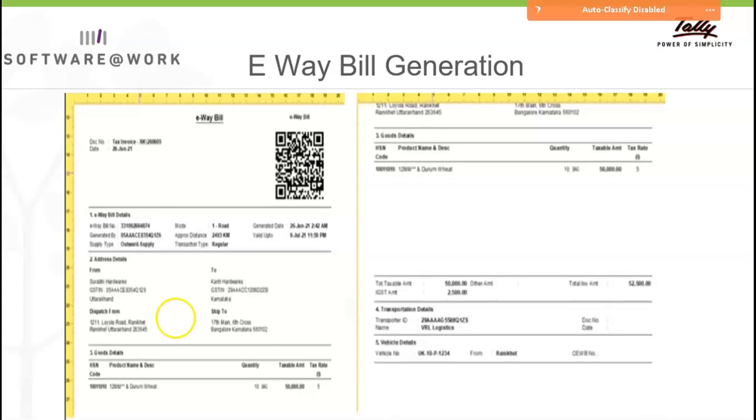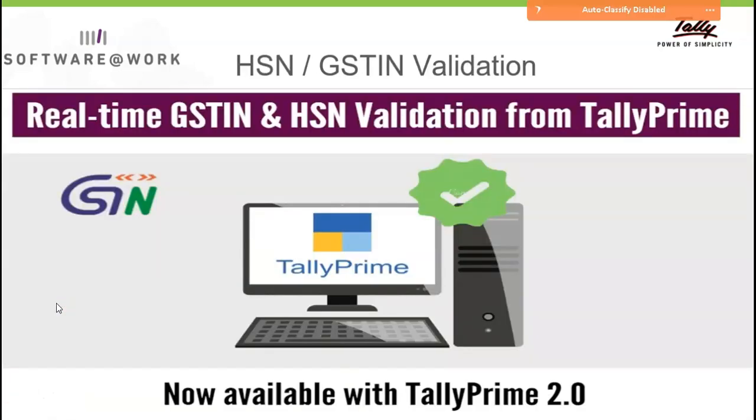Take a printout, and this e-way bill you can use for the further purpose. Second, a very important option: in real time we can test the GSTIN and HSN validation inside Tally Prime. Let us see how.